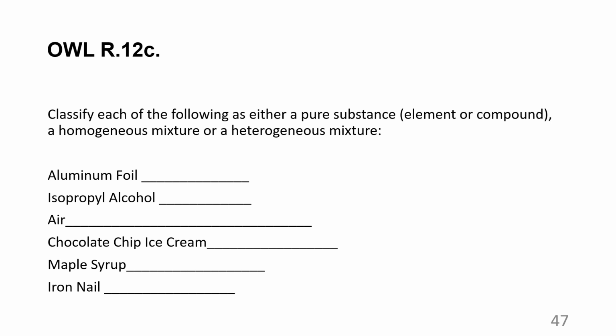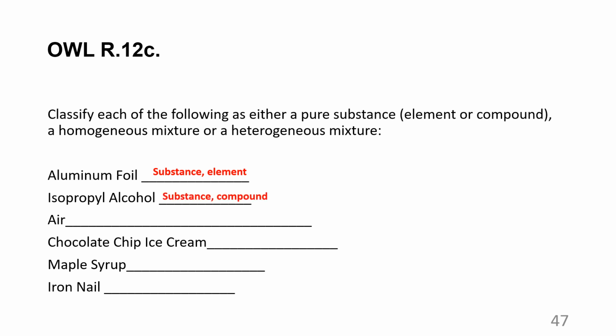Let's look at some examples. Classify each of the following as either a pure substance, element, or compound, or a homogeneous or heterogeneous mixture. Let's start with aluminum foil. So aluminum, Al, that is an element, and it is a pure substance.